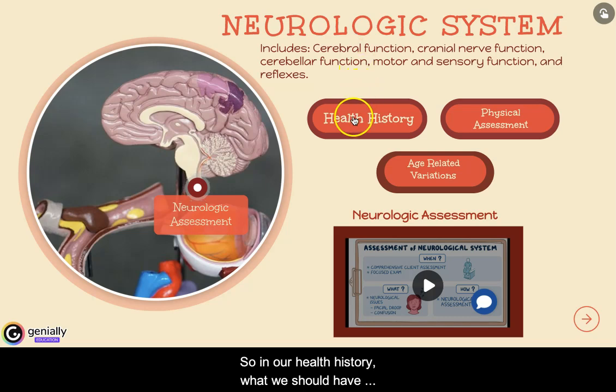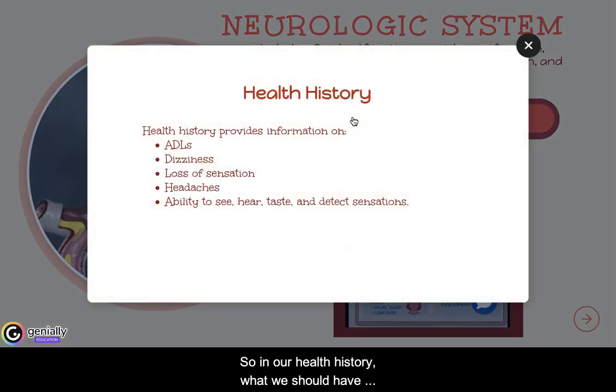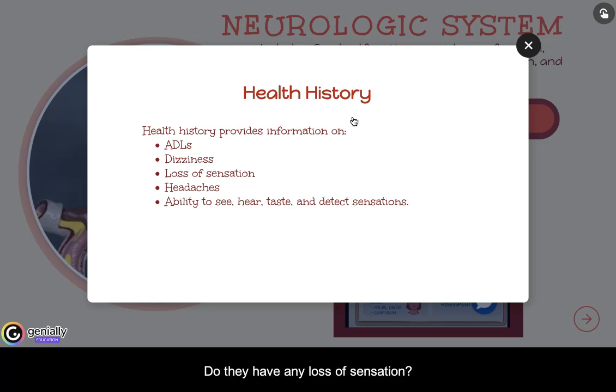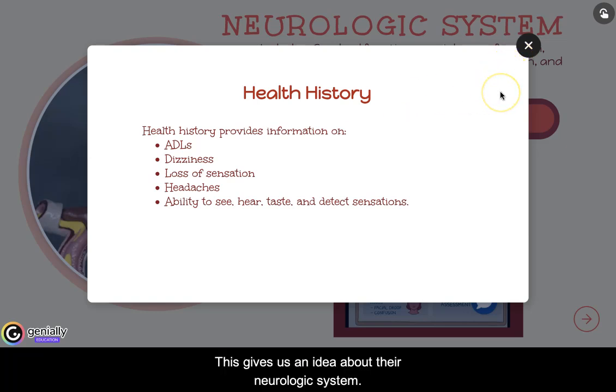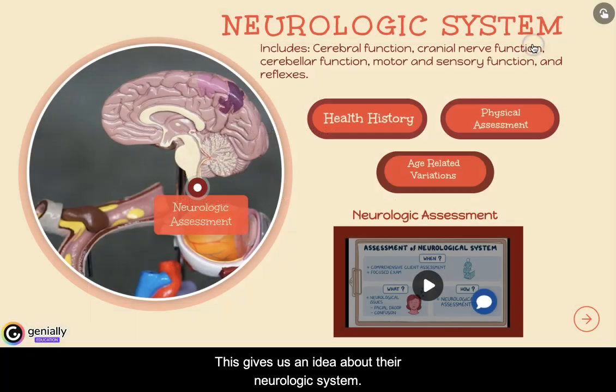So in our health history, what we should have collected is information about how they perform their activities of daily living. Do they have any dizziness? Do they have any loss of sensation? Do they have headaches often? How is their ability to see, hear, taste, and detect sensations? All about their five senses. This gives us an idea about their neurologic system, right?